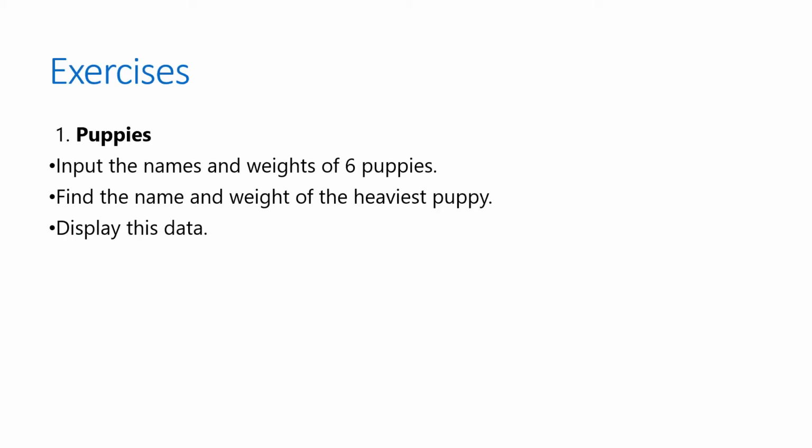Now I've got 3 exercises for you to try. So the first one is about puppies. You need to go and type this, the code for this exercise in. So please pause the video now, try and do this, and on the next slide I'm going to show you the solution that you can check against your solution. So here's the solution.